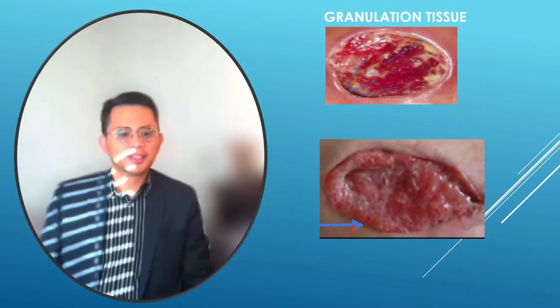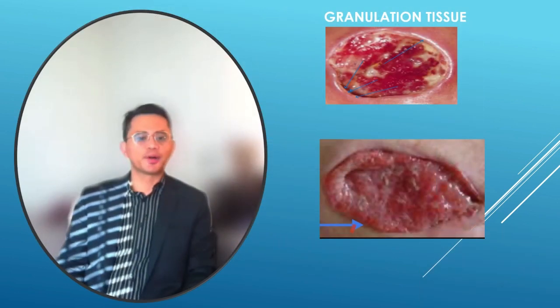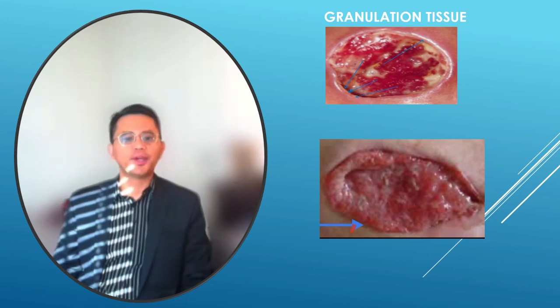So going back to our discussion on granulation tissue, what if you have this type of wound? If you see a granulation tissue and it is not enough to fill the defect, like in the case of this wound, what is the term for this?